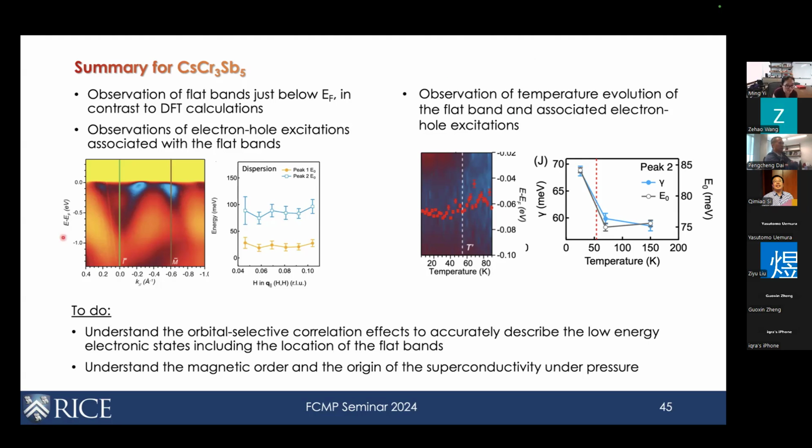I think as a community, maybe we should also think about in the future, the next step may be to understand this orbital selective correlation effects, which can more accurately describe low energy electronic states, including where the flat bands actually are. And then the next question, I think the burning question, is what exactly is the magnetic structure? And then the next step is to understand the origin of superconductivity for this Kagome flat band system under pressure.